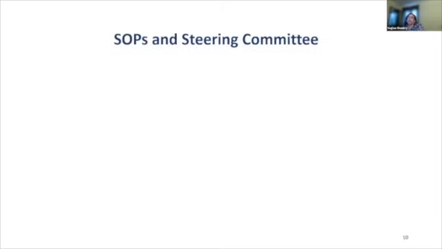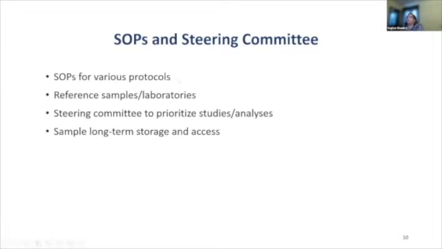Finally, we need to have standard operating procedures, especially for sample collection and cryopreservation, because that will be a huge resource for everybody. We also need to have SOPs for various protocols. It is also important to have reference samples or reference labs that would be responsible for either standardizing these protocols or providing samples with known results that can be included in the different assays.